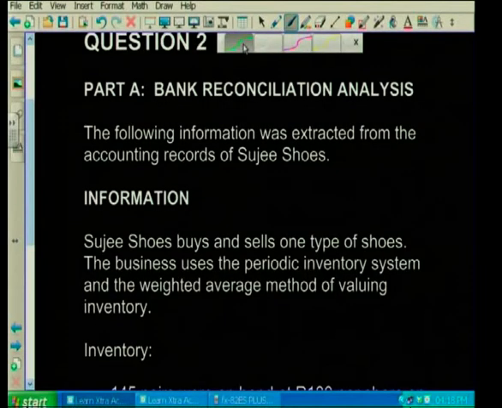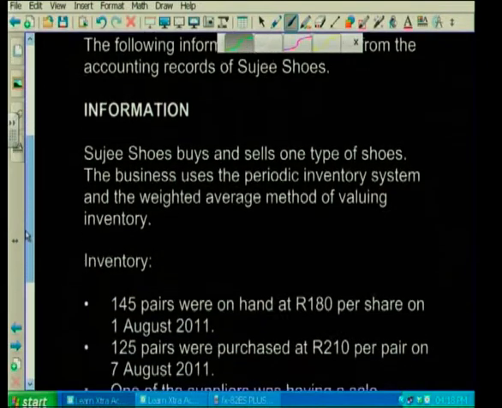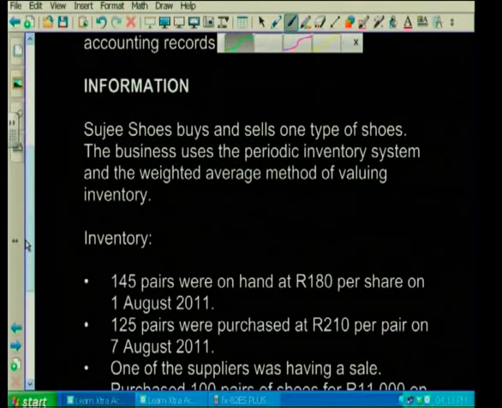Okay, now in order for that to happen, we need to work. So let's get right to it. We're looking at a situation now where we're dealing with inventory valuation. Now, before I actually get into the question, there's a few things that I need to clear up with you.